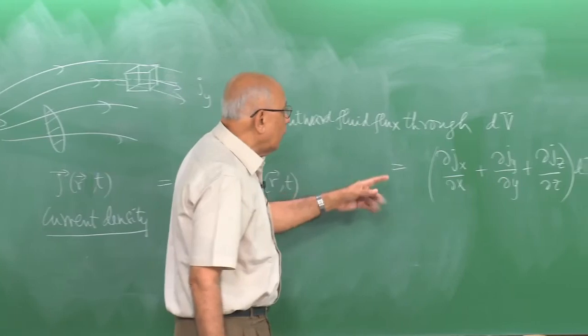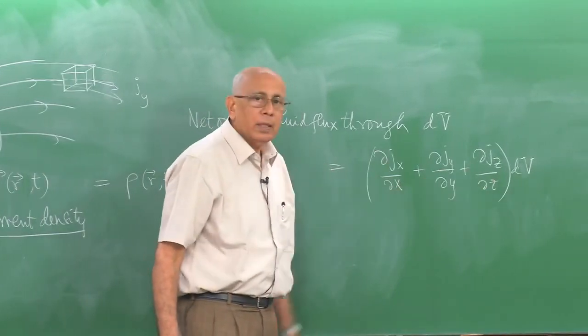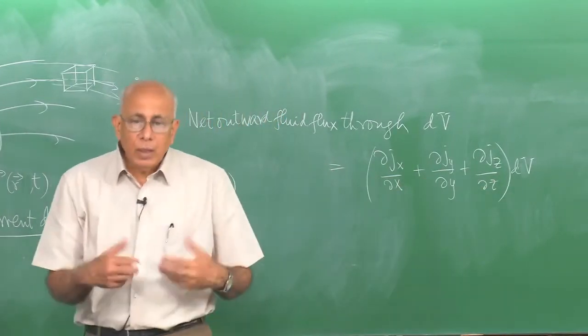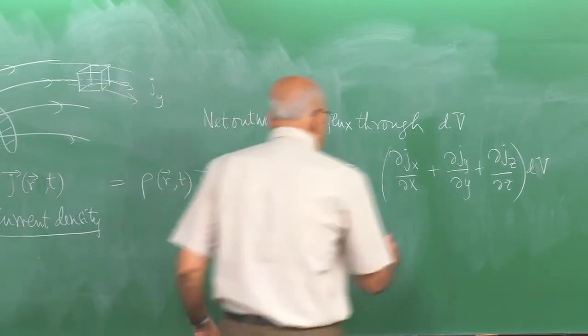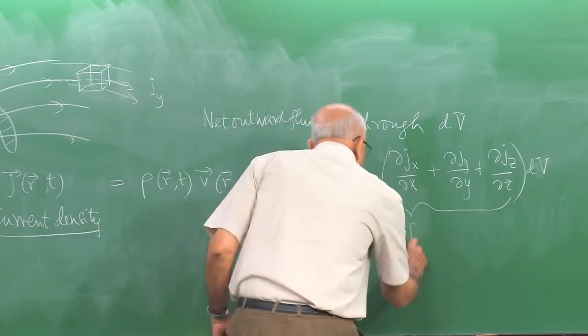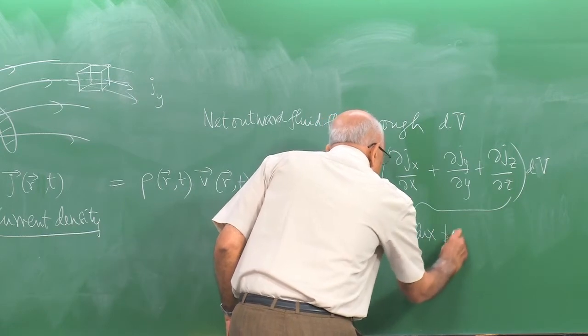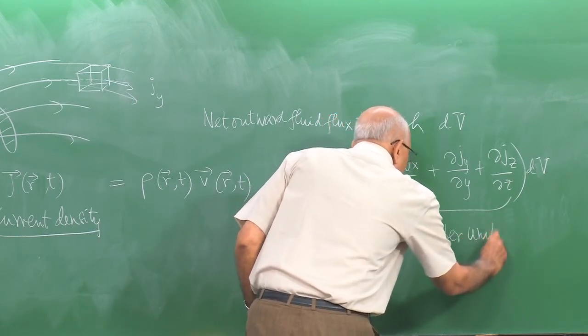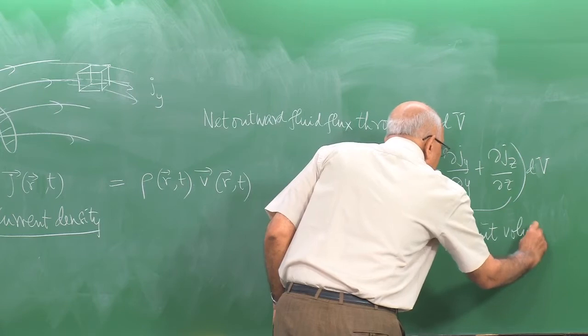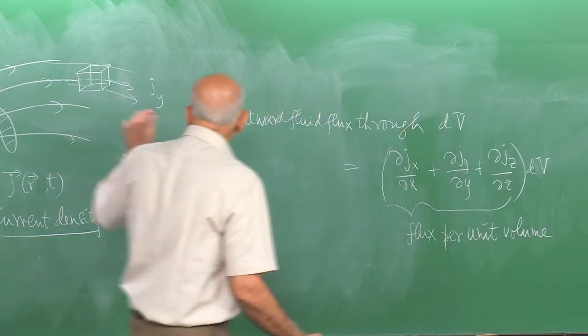In exactly the same way you end up with this combination here, dV. Therefore, the flux per unit volume is just this quantity in brackets. This is the flux per unit volume at the point x, y, z.